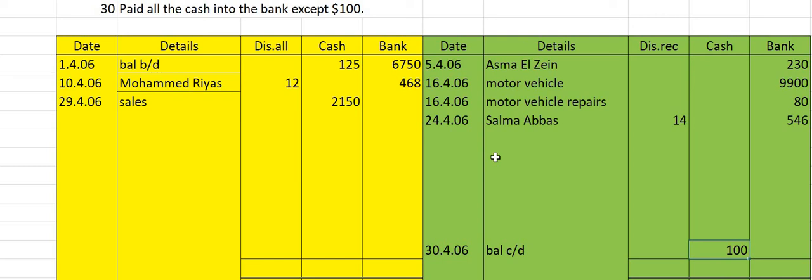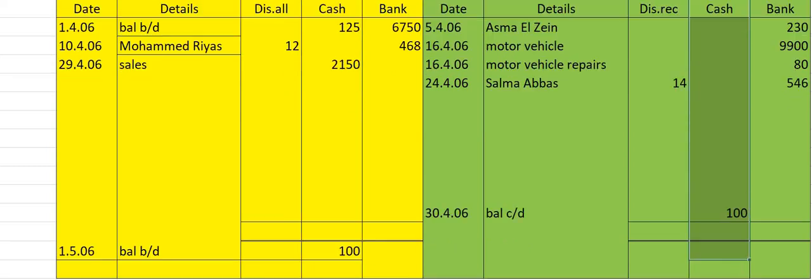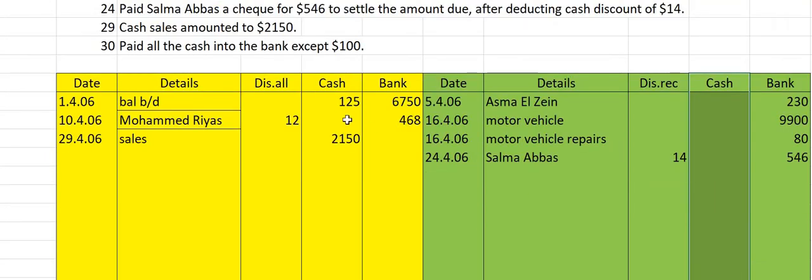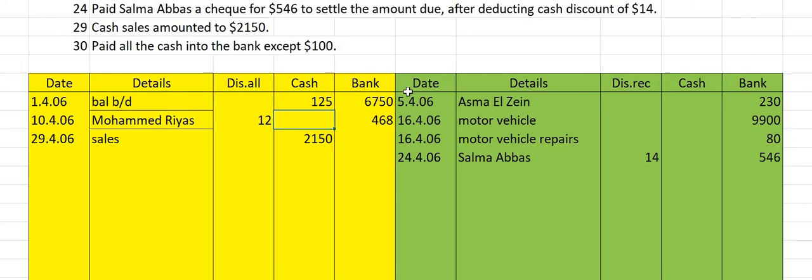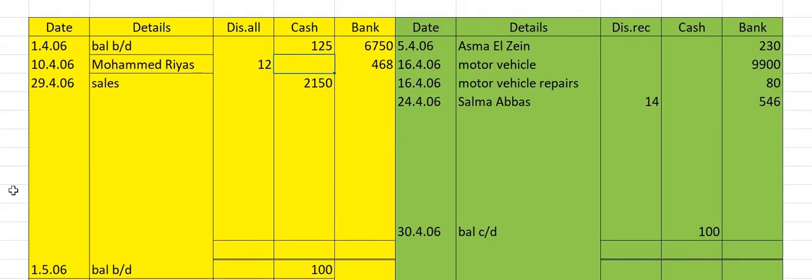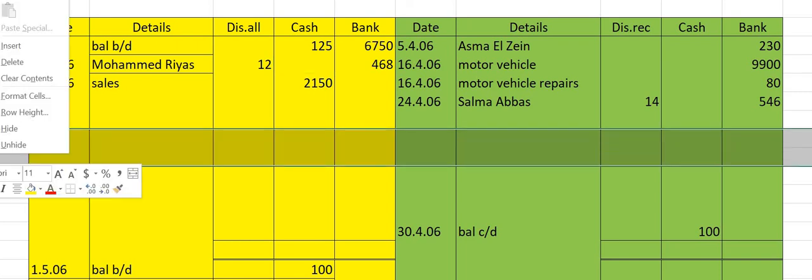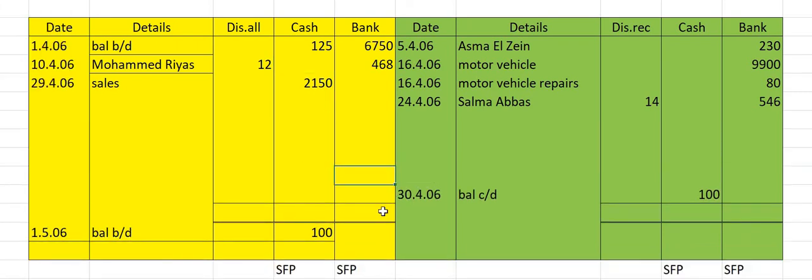What are you supposed to do? Balance off the cash column. Now when you see here in the cash column on the debit side and on the credit side, which side is greater? You can find that the debit side is greater. So when the debit side is greater, let me remove two columns so that we can explain it further.